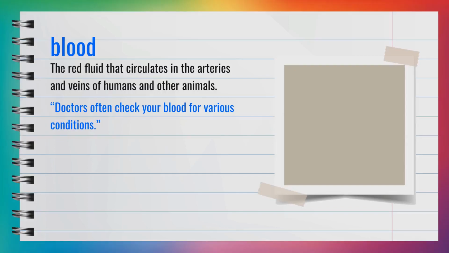The word blood. Blood refers to the red fluid that circulates in the arteries and veins. To pronounce it correctly, say blood. Synonyms include plasma and lifeblood. Here's an example sentence. Doctors often check your blood for various conditions. Simply put, blood is the red fluid in our bodies that keeps us alive.